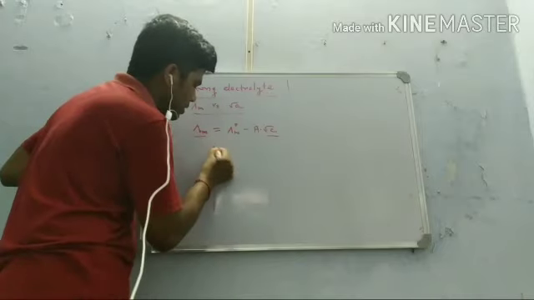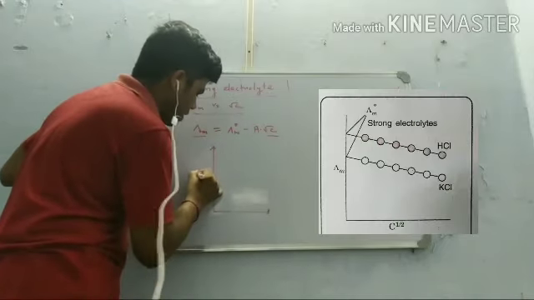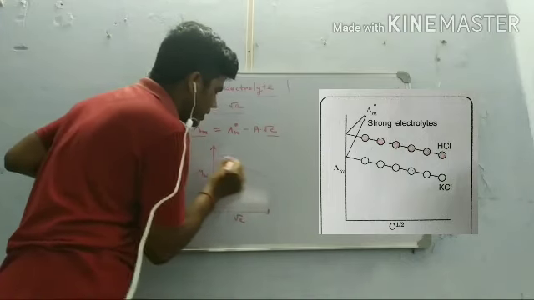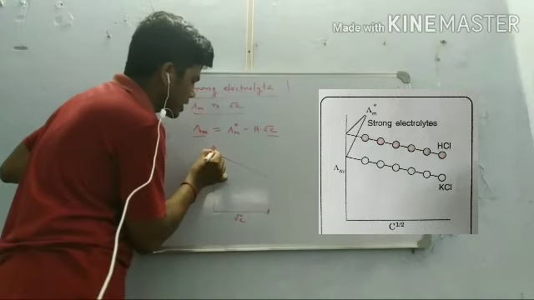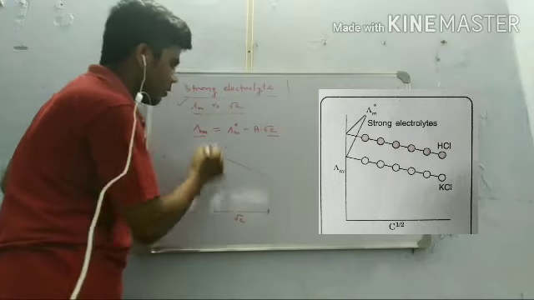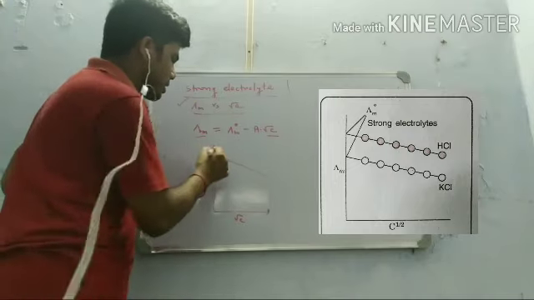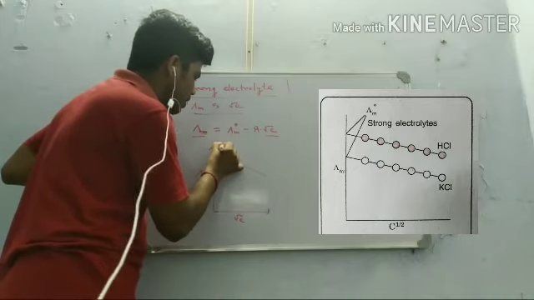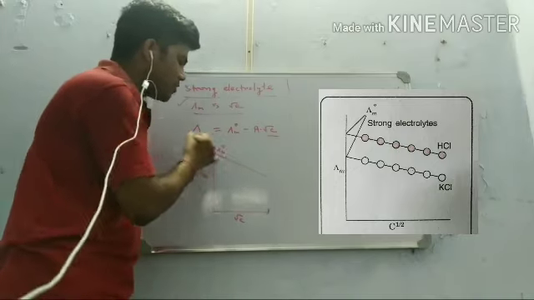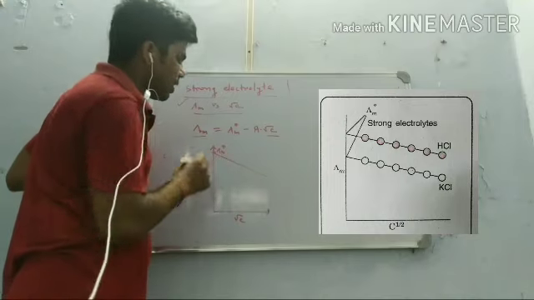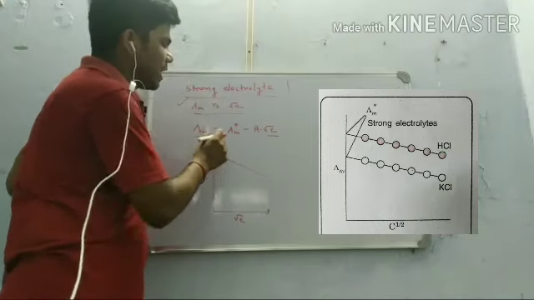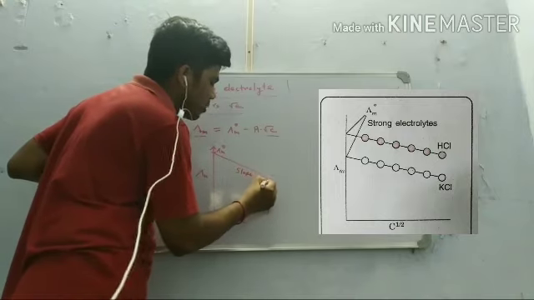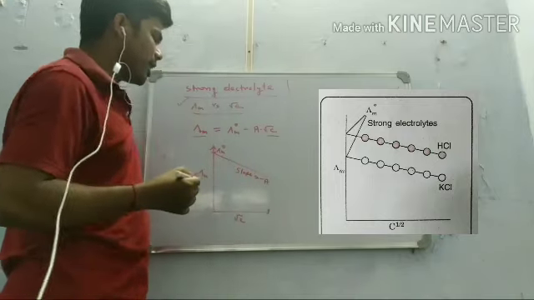If we draw the graph of lambda m versus root c, the graph will look like this. By extrapolation of this straight line, it cuts the y-axis at the maximum value, lambda m 0, called the limiting molar conductivity or molar conductivity at infinite dilution. And its slope would be minus A.